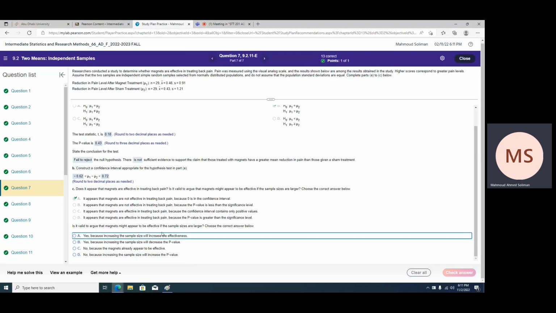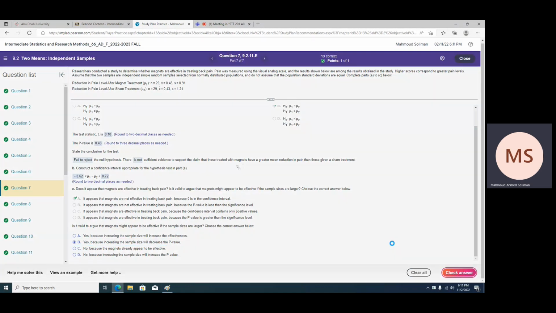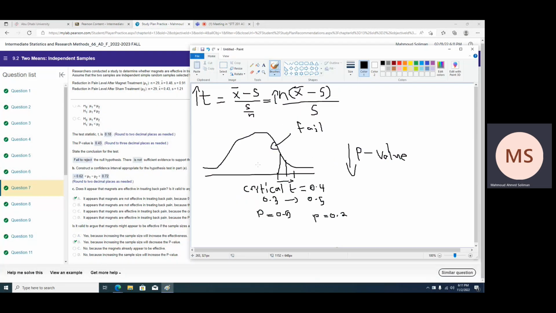So let's look here. Is it valid that magnets might appear to be effective if sample sizes are larger? Yes, because if we increase the sample size, that means we will reject the null hypothesis. So yes, because increasing the sample size will decrease the p-value. We just proved it. I'm just proving to you that increasing n decreases p-value.